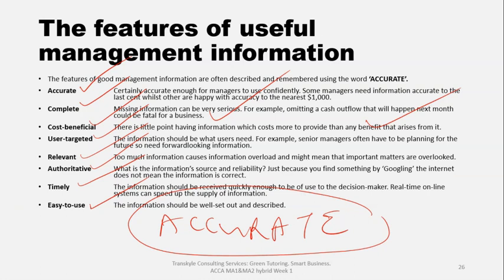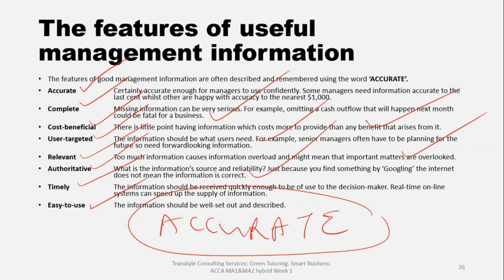For example, senior managers often have to be planning for the future, so they need forward-looking information. The information should be relevant. Too much information causes information overload and might mean that important matters are overlooked. The information should be authoritative. What is the information source and reliability? Just because you find something by Googling the internet does not mean the information is correct.